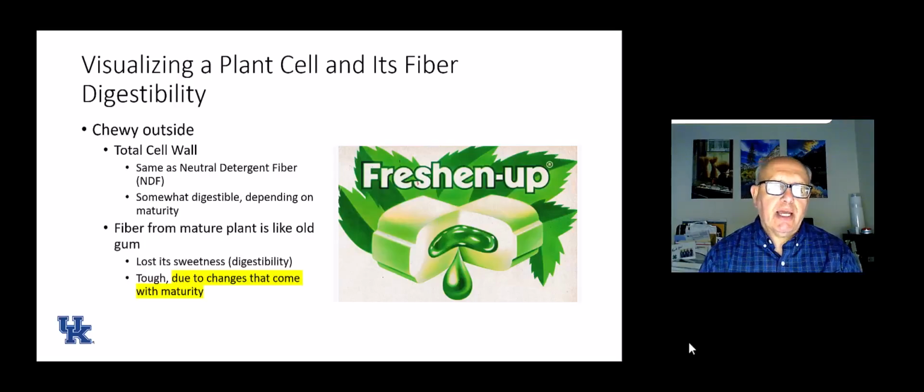And just like we chew the gum and extract the sugar out of the gum, the fiber from the mature plant is like old gum, or ADF is like old gum. It's lost its sweetness or digestibility, and it's tough due to changes that come with maturity. So when we're done chewing the gum and we've extracted the sugar, just think of that as ADF, acid detergent fiber, or the relatively indigestible part of the forage cell.